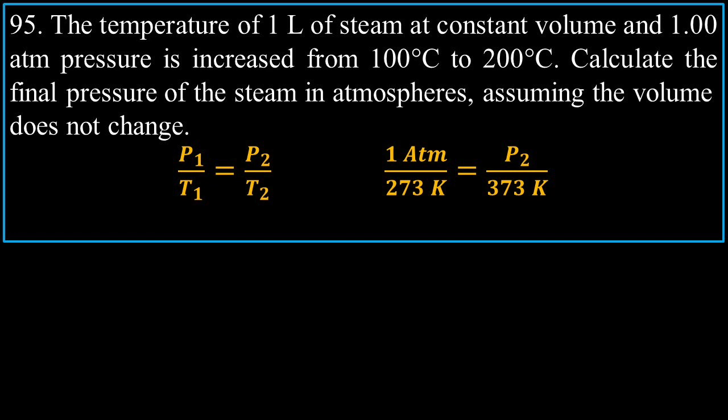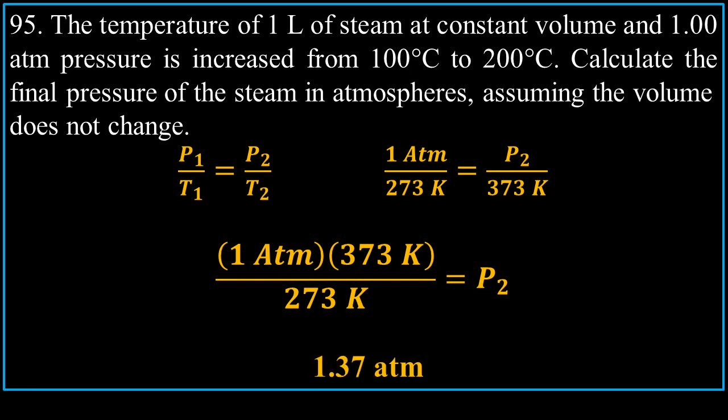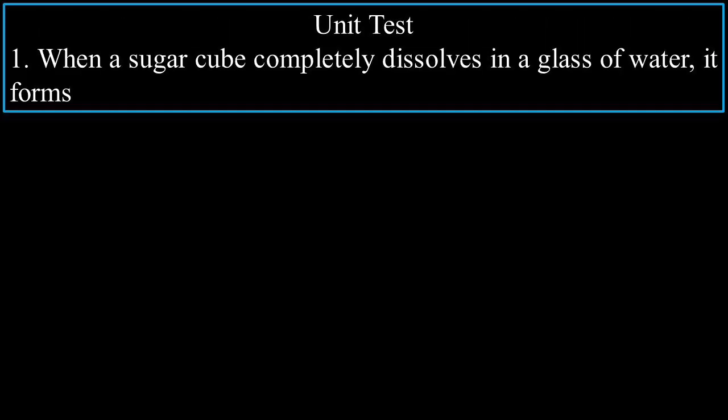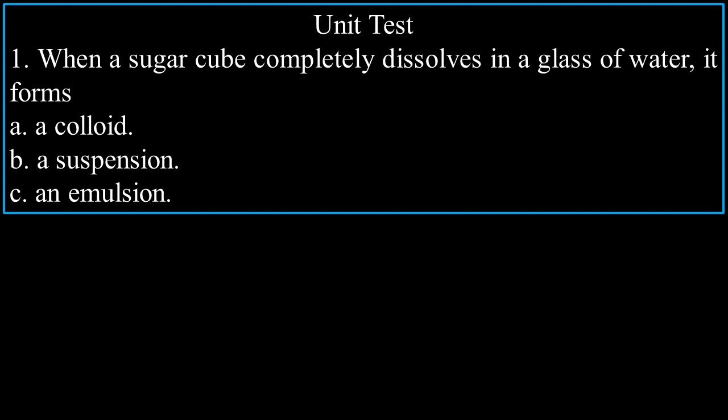Well, we're going to have 1 over 273, and then what pressure over 373? So it's going to be 1 times 373 divided by 273 will equal the new pressure, and that will be, again, 1 atmosphere times 373 Kelvin divided by 273 Kelvin, which on your calculator, P2 will equal 1.37 atmospheres. The unit test.